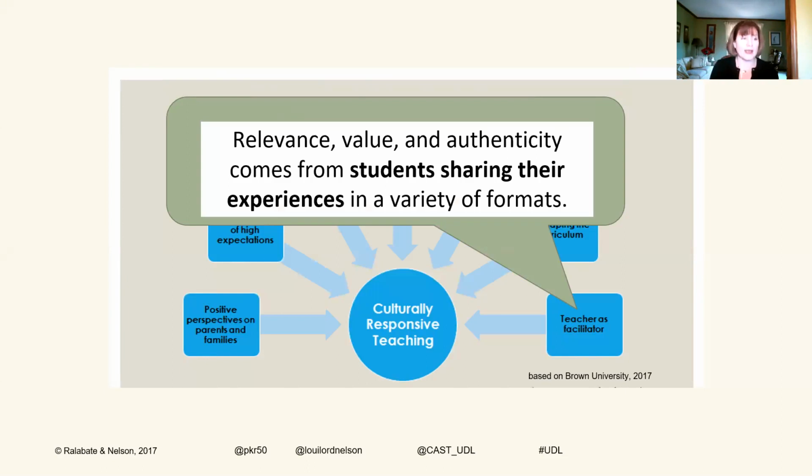So we're looking at the social and the cultural and the linguistic experiences of our students, bringing those in, helping them understand what those things are, and inviting them to bring those into the environment also. So that is a part of being the teacher as the facilitator.